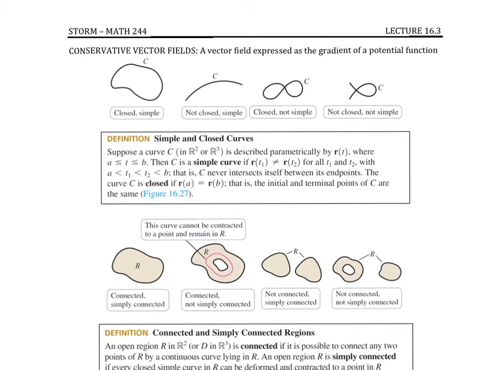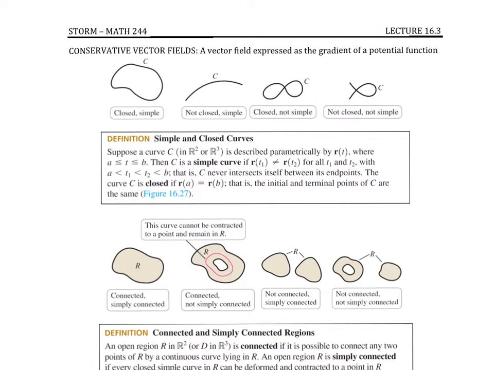In this section, we're going to talk about conservative vector fields. A conservative vector field is just a vector field that is the gradient field of a potential function phi. So we're going back to what a gradient vector field is and what a potential function phi is.